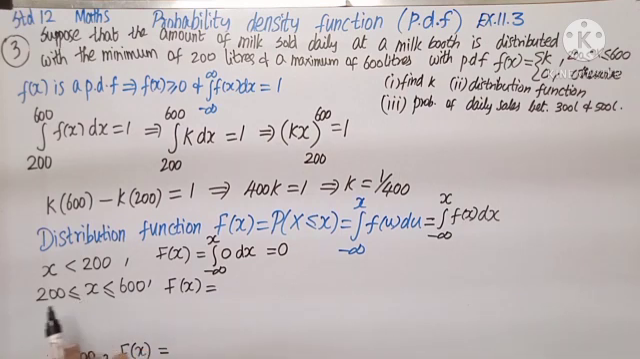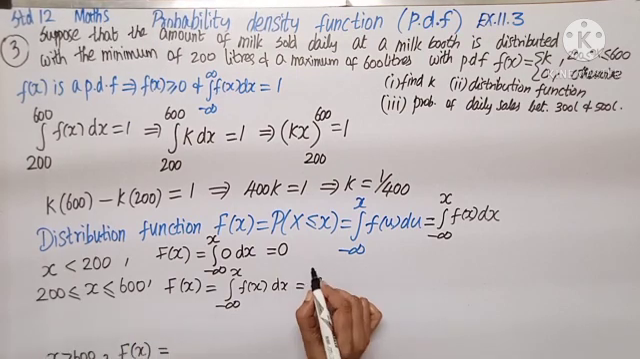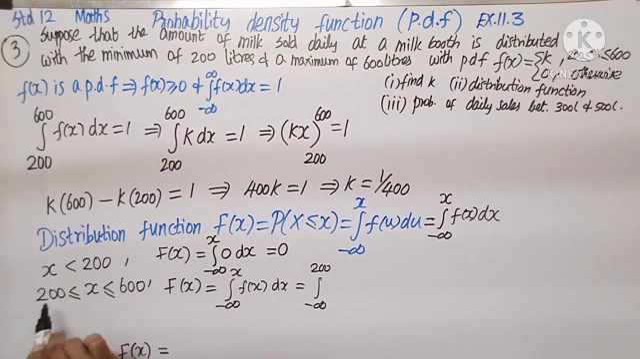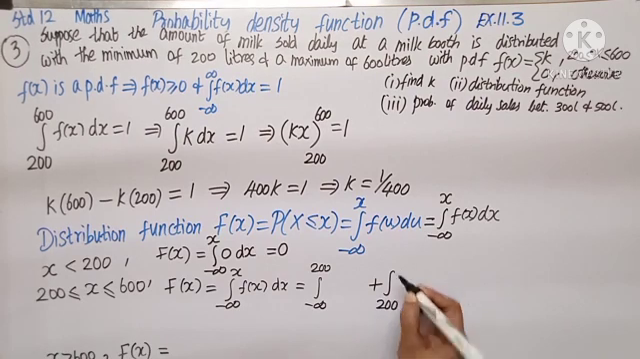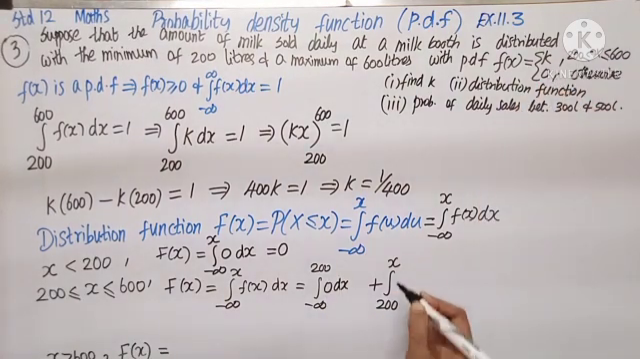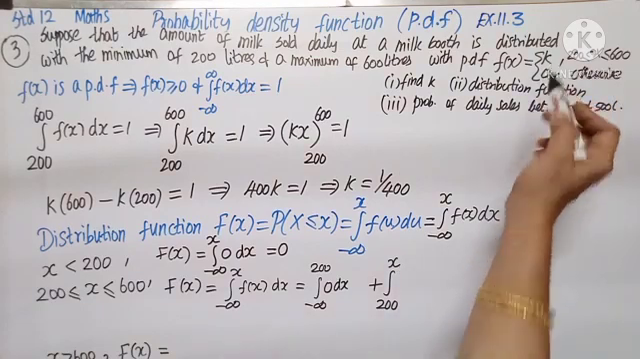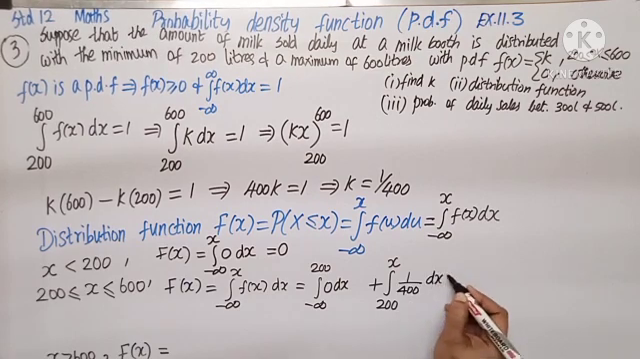The second interval, x is in 200 to 600. How will I write capital F of x? It is minus infinity to x, f of x dx. Minus infinity to 200 because now x is from 200. So minus infinity to 200 plus 200 to x. Minus infinity to 200, the function is 0. And 200 to x, above 200, the function is k. What is k value? 1 by 400 into dx.